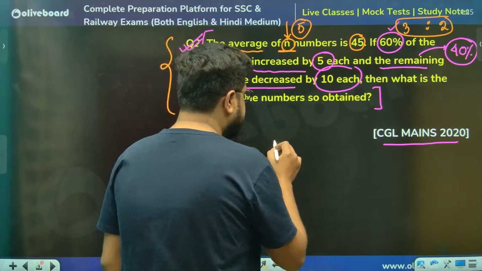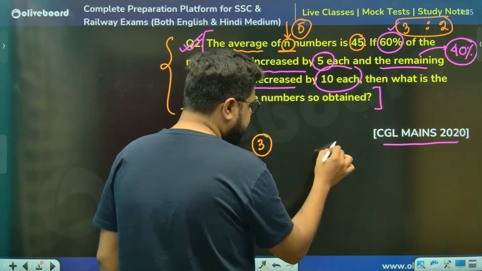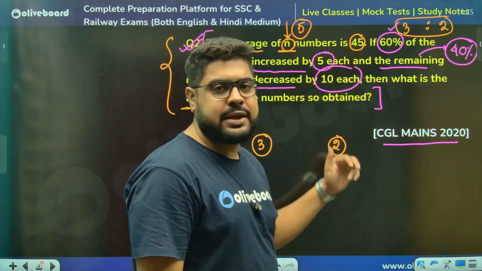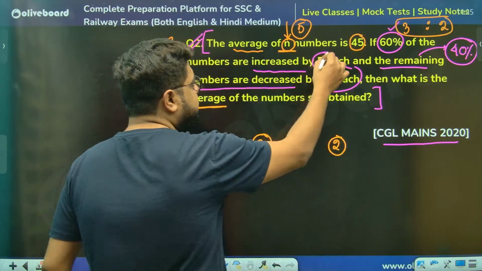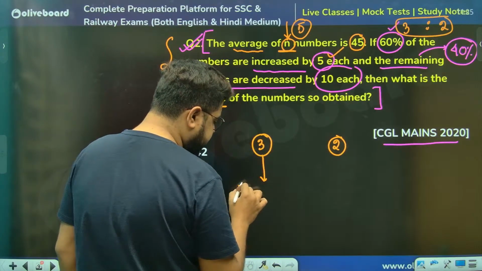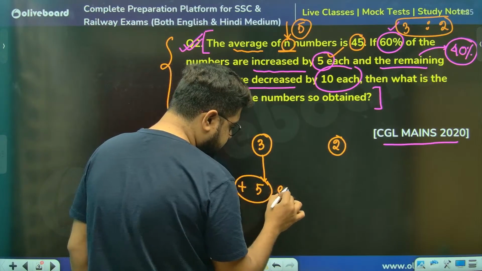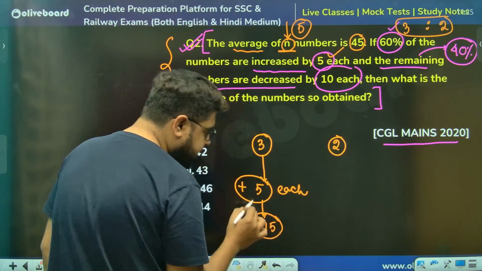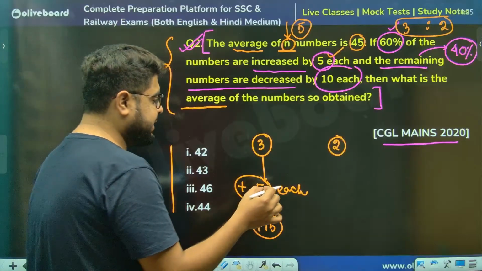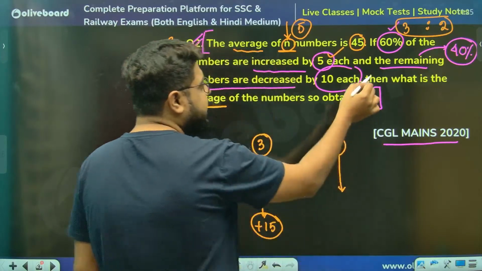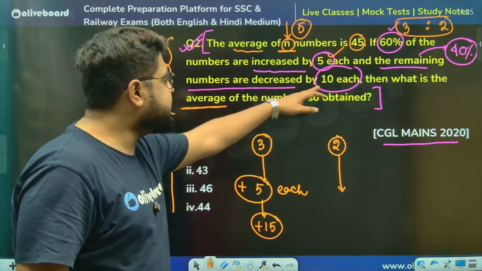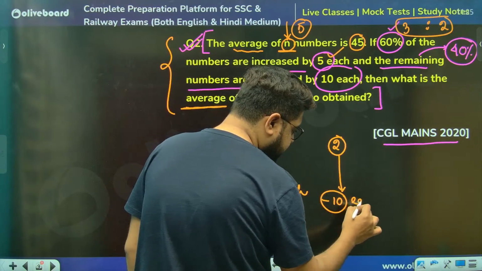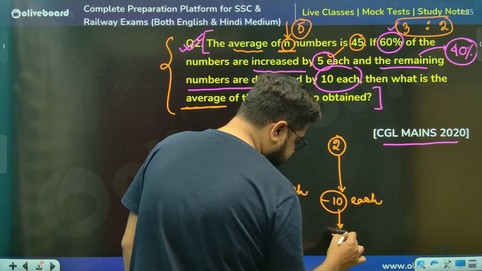Don't worry. So that means there are 3 numbers and 2 numbers. Total, there were 5 numbers. This 60%, meaning 3 numbers, are increased by 5 each. That means a total increment of plus 15, 5 into 3. And the remaining 40%, 2 numbers, are decreased by 10 each. Total decrement is minus 20.